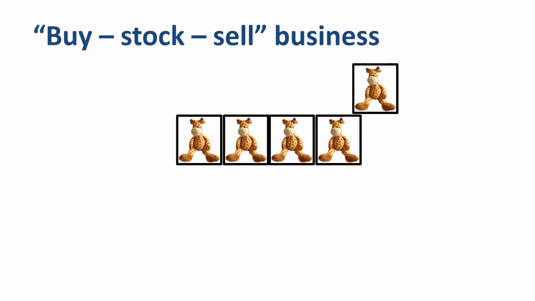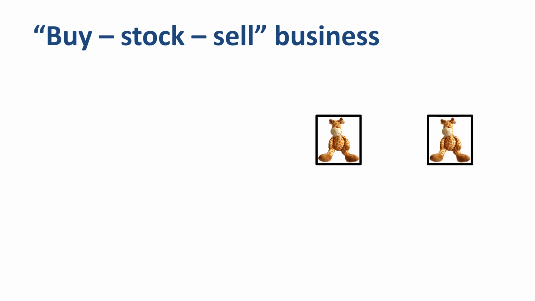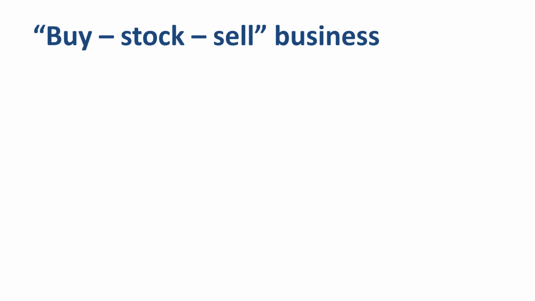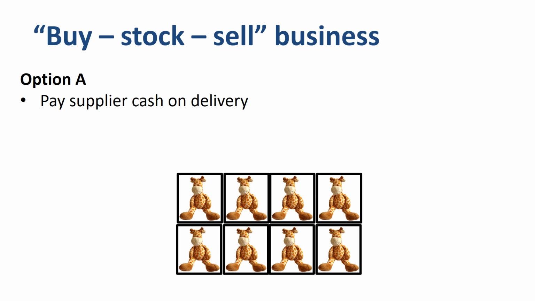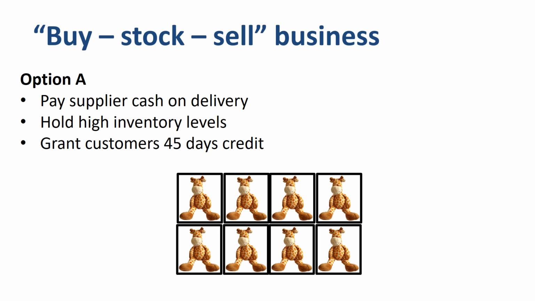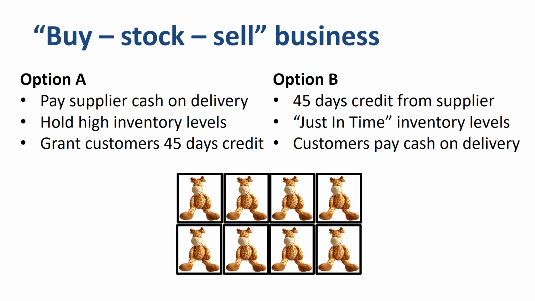What would you prefer as a business owner, assuming the pricing and profit margins are the same between the two scenarios? Would you vote for option A, where you pay your supplier cash on delivery, hold high inventory levels, and grant customers 45 days credit before they need to pay you? Or would you vote for option B, where you have 45 days credit from your supplier, work with just-in-time inventory levels, and have your customers pay cash on delivery? Please think about that and vote.